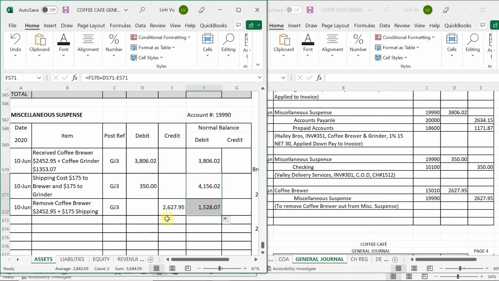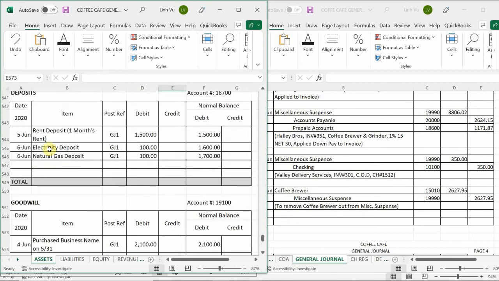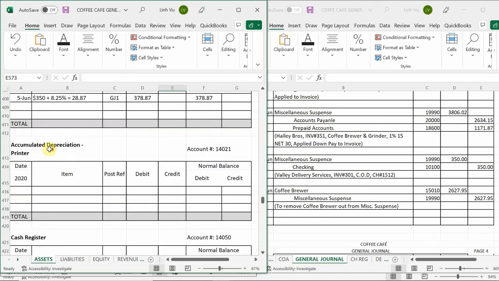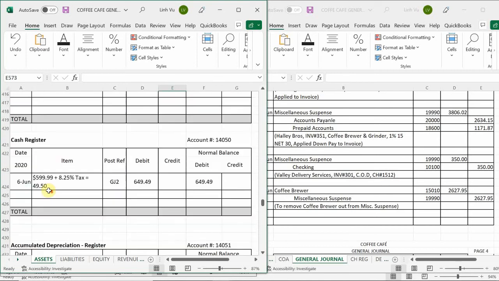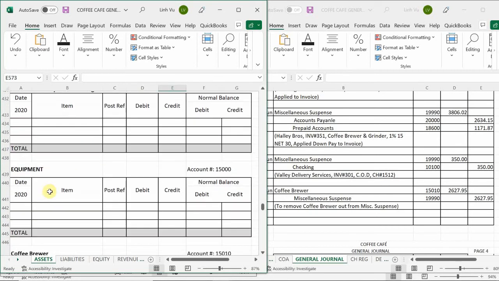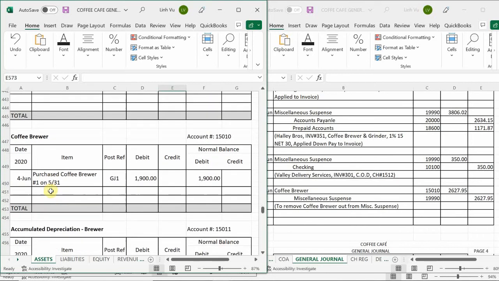So now that I removed my coffee brewer, I'm going to go ahead and add it into my account here for the coffee brewers. Okay. Here's your equipment. Here's your coffee brewer account. Okay. Today's the 10. Right? This is coffee. So purchased coffee brewer number 2. Okay. Which cost you $2,266, right? That's how much it cost you.